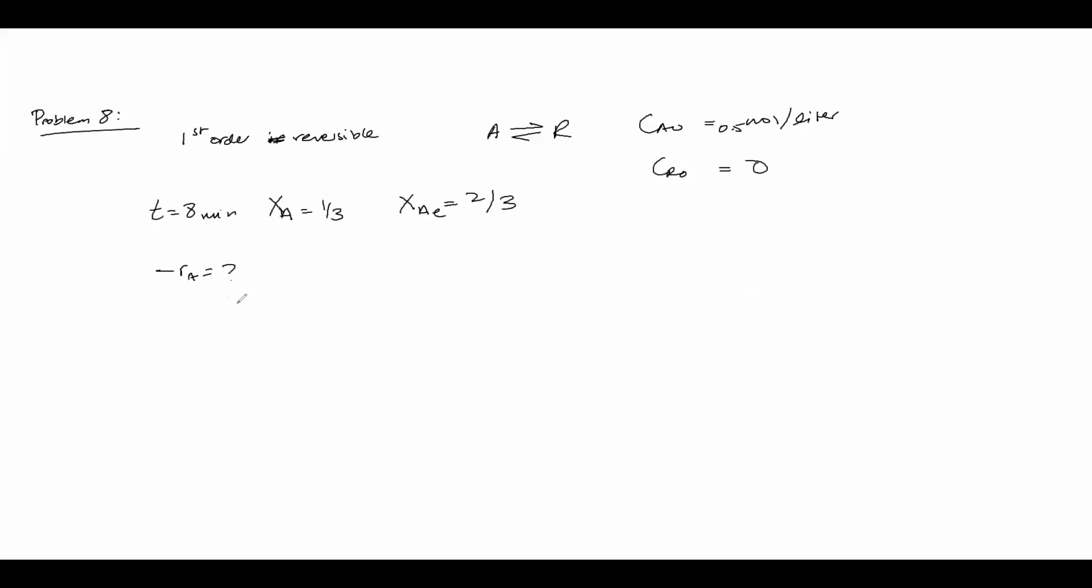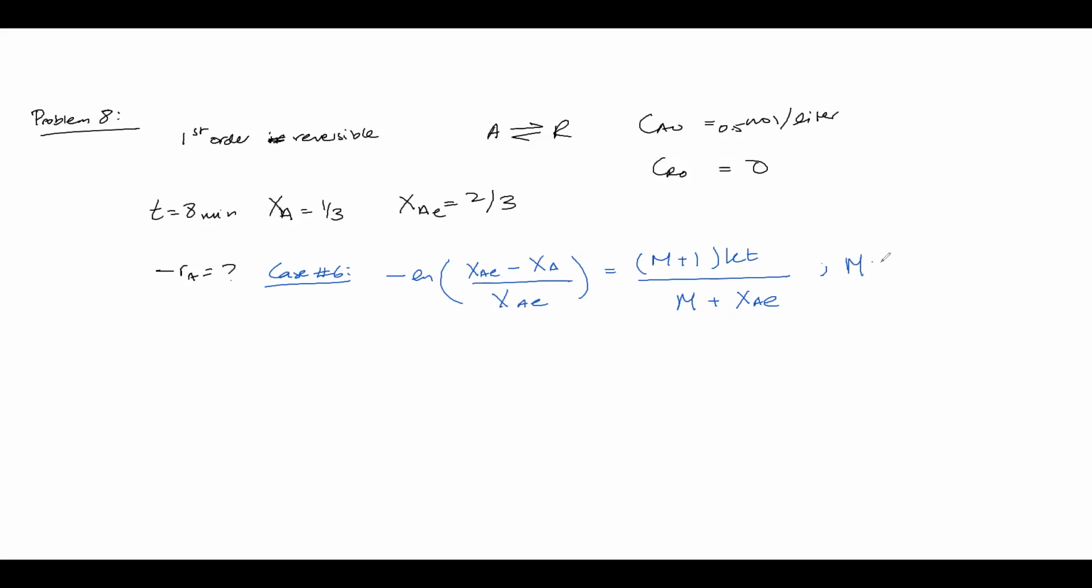So let's change the color here. It says case number 6. The governing equation for this case, if you recall, is minus ln of (XAe minus XA) over XAe, and this is equal to (M plus 1) kt divided by (M plus XAe). Okay, so this is the governing equation for this case.